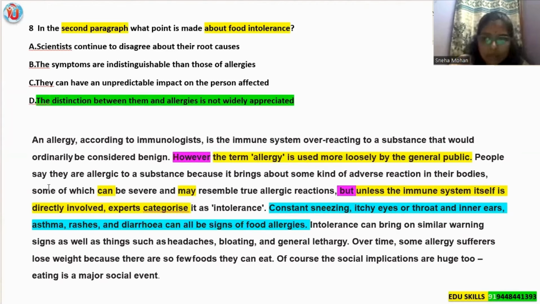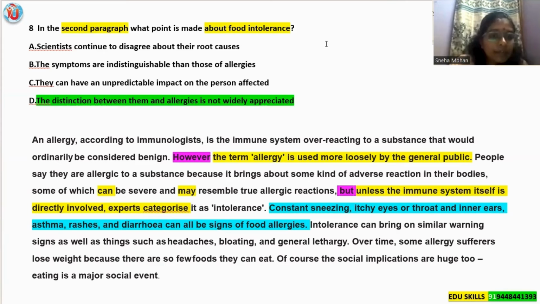I'll come back to the answer. Before that, I would like to say how I eliminated other answer options. In the second paragraph, what point is made about food intolerance? Is it mentioned that the scientists continue to disagree about their root causes? No, because here the scientists are clearly telling the reason for the allergy or food intolerance in the entire paragraph. So we are eliminating that one, and it is not the point which has been made about food intolerance.